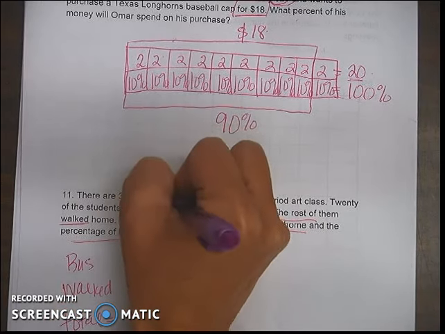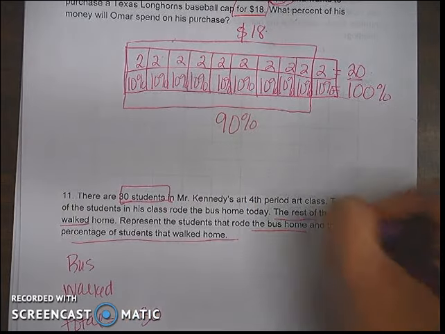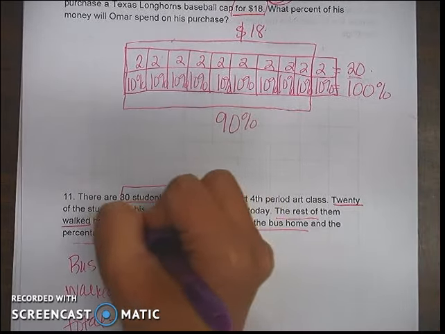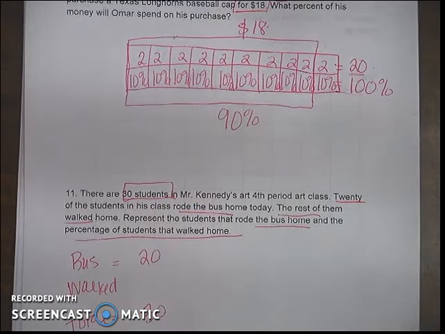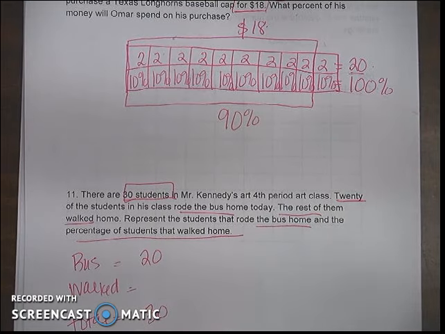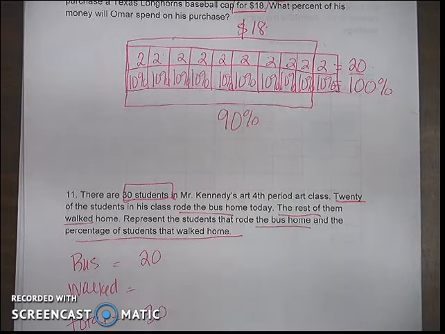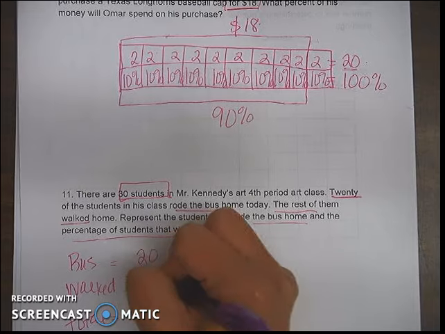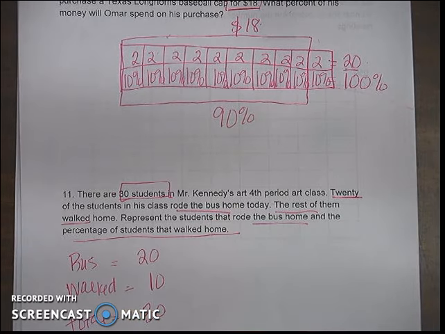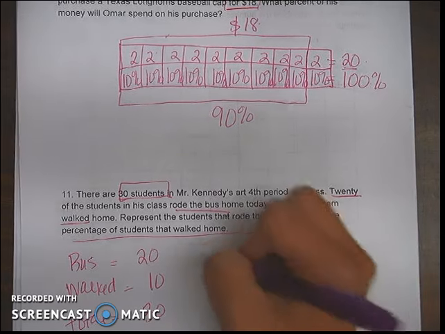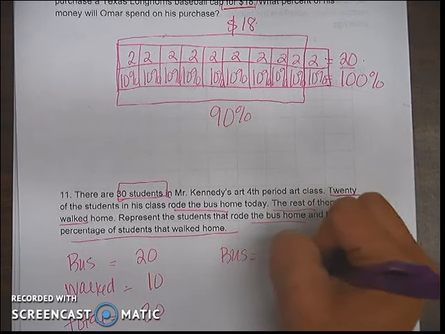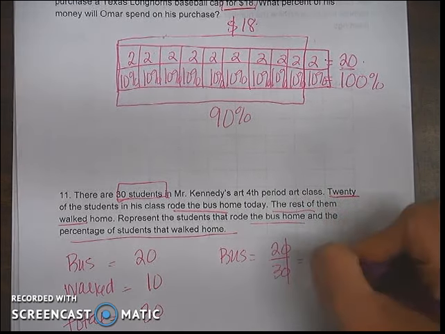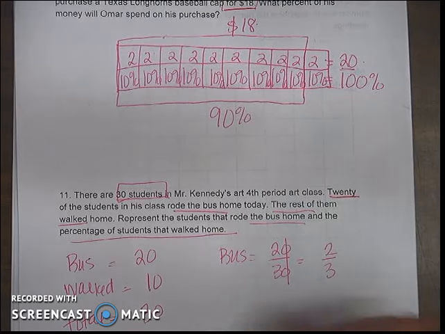I'm getting this information right here. 20 of the students rode the bus. So 20 rode the bus. So how many walked? There's 30 total and 20 rode the bus, then that means 10 walked. Represents the students that rode the bus home and the percentage of students that walked home. So the bus would be 20 out of 30, which simplifies to 2/3.